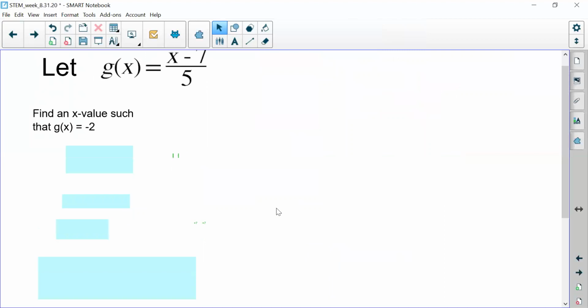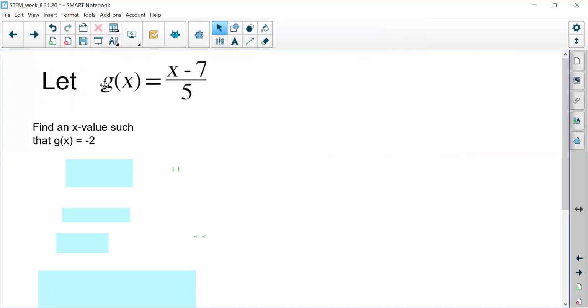Two more slides to go. Here's the same function g, but now I want to find what x value will result in -2. Pause the video and see if you can find out on your own. I hope you paused and you took some time to find out what would the x value be that would result in -2. So -2 is equal to g of x.